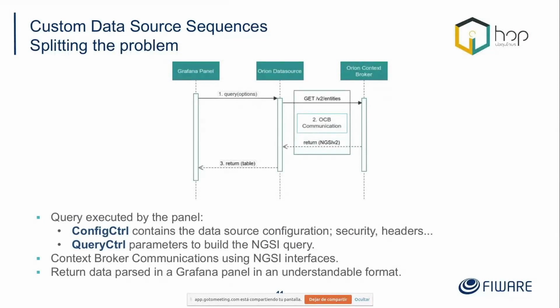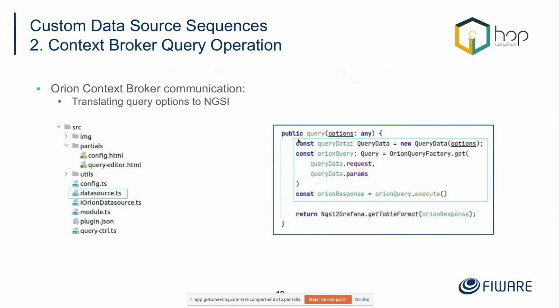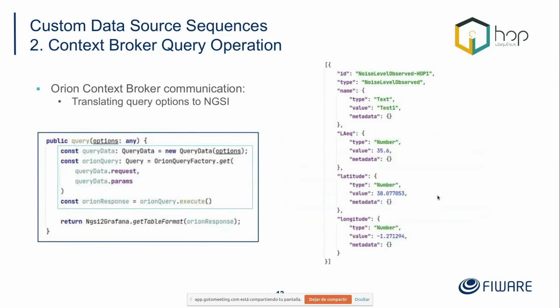Okay. Once we have all the parameters needed, we are going to use them to communicate with the Orion Context Broker. Once we fill in all the parameters on the Grafana panel, the Grafana panel will call the query function. The query function you can find in the datasource.ts. And this is a real example of the first level of a query function. As you can see here, we extract the query data from the options. We have a factory class in order to get the Orion query. We pass the request and the params. Once the Orion query is built, we just execute it. What we get with this execution is the NGSI noise level data model. This is a simplified one.